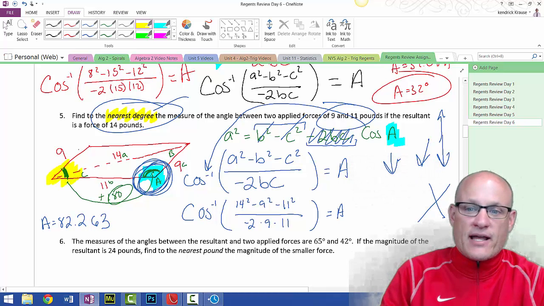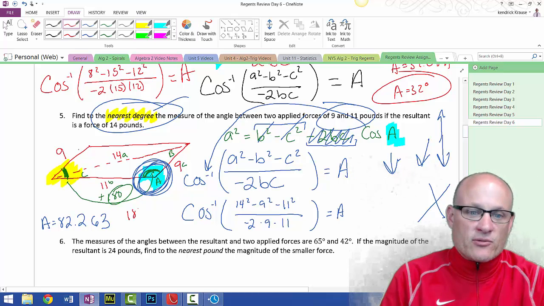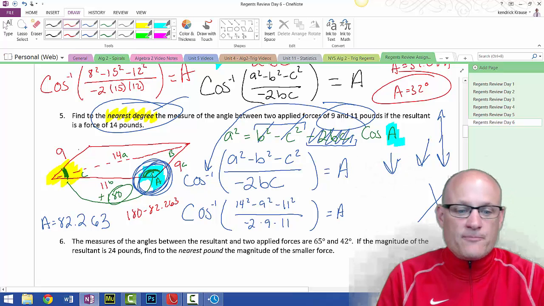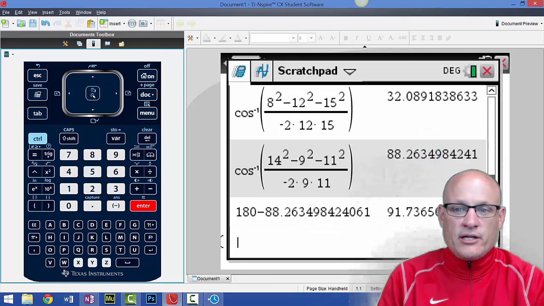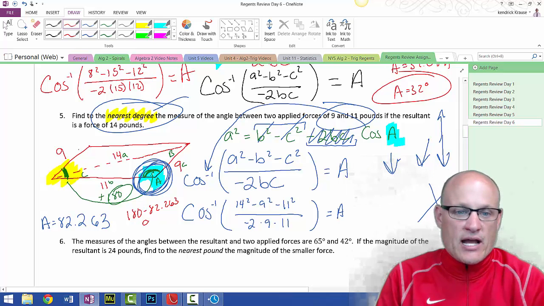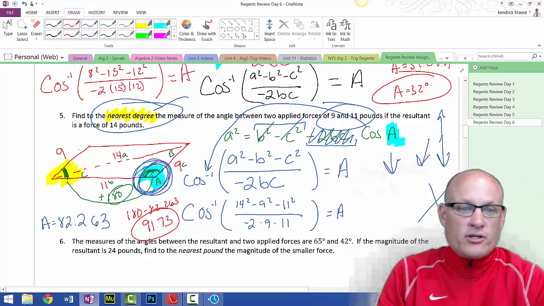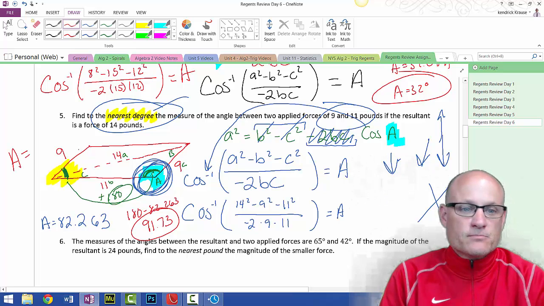So in order to find that, you're going to take 180 and you're going to subtract off this 82.263. Go back to my calculator. 180 minus this answer equals 91.73. So 91.73 rounded to the nearest degree. My final answer is, I'm going to have to write it over here because my big head's in the way, 92 degrees.